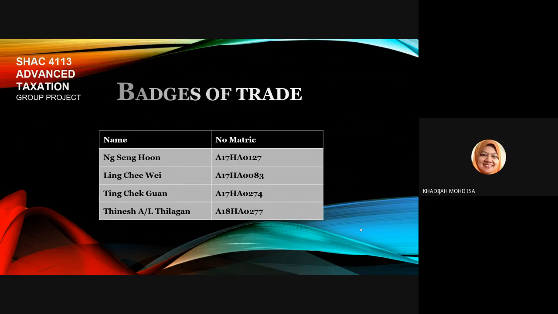You may not use all the 9 badges of trade, but choose the ones which are more relevant to the scenario given. You may not have to give me 9 badges of trade, but choose the ones that are very convincing, in order to help you decide whether the income is taxable or non-taxable. And more importantly, it's always about motive. But motive is something that is very abstract. You can't see the motive unless it was documented.